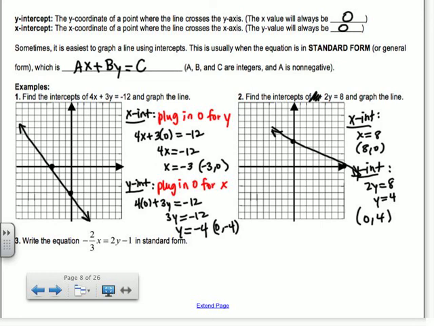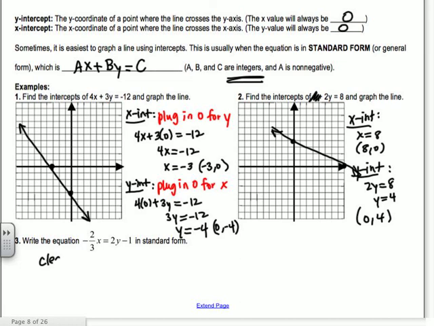High fives. All right, number 3. Write the equation negative 2/3 x equals 2y minus 1 in standard form. This probably won't be like a typical test question, but it's good to see how to get these in standard form if you wanted to use that method. The first thing is I want everything to be integers. Right now I don't have integers, I have fractions. So I need to clear fractions.